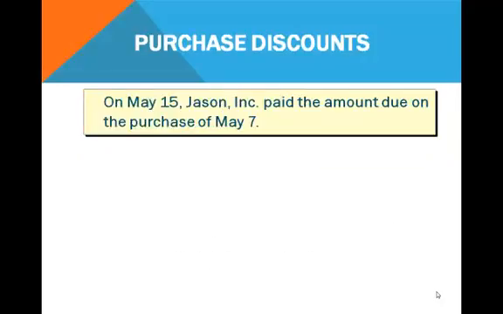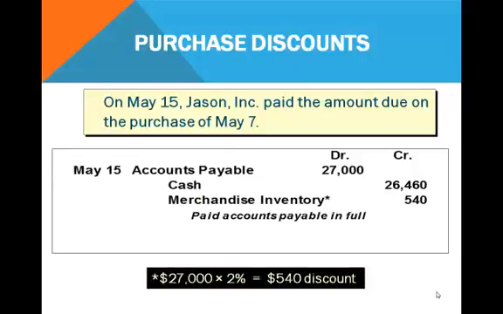If Jason Incorporated pays the bill on May 15th, that would qualify for the discount of 2% because it's within the 10-day discount period. In this entry, the entire accounts payable of $27,000 is paid off with a cash payment of $26,460. The difference of $540 is the purchase discount, and it is recorded as a reduction in the cost of the merchandise inventory. So it's a reduction in the cost because the merchandise inventory was recorded at cost, so we debited that asset, but now it's turned out that cost is going to be a little less, so we're crediting that asset. It's a reduction in the cost of the merchandise inventory asset.